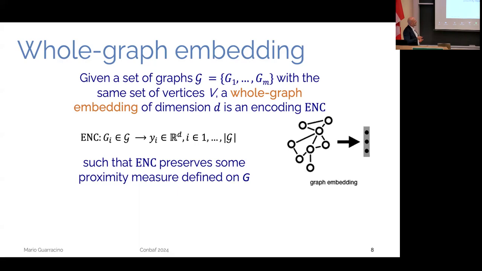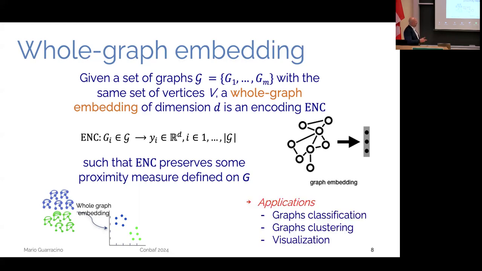So in this whole graph embedding, what we do is associate to each network, to each graph, a vector. Suppose we have this family of graphs, let's say two classes of graphs. We compute the whole graph embedding, and we end up in a vector space. In this vector space, for example, we can do clustering, classification, or just visualize what is happening so far.